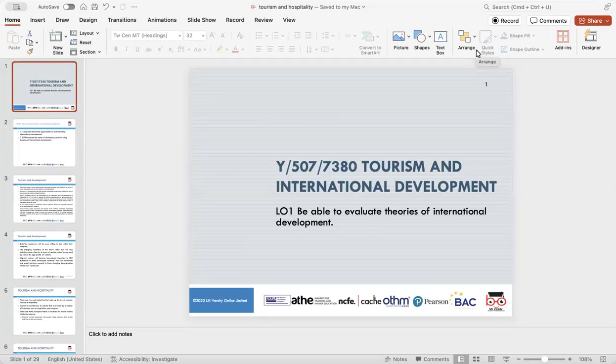My name is Yasir Gulfraz, and today we'll go through learning outcome one, evaluate theories of international development. Understanding these theories is crucial for analyzing the role of tourism in the global economy, especially when it comes to improving the economic status of developing countries.